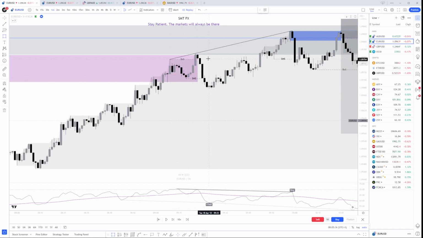Now an area they would have been looking at would have been somewhere around maybe here for their entry, and as you can see, as price then comes down, it probably would have tagged them in, pushed down for a short period of time and then pushed up and taken them out.